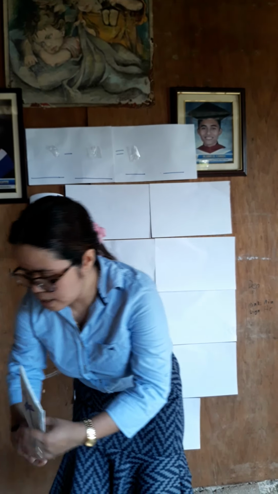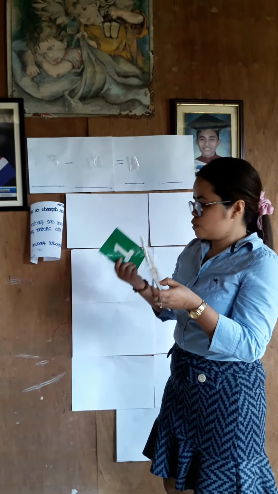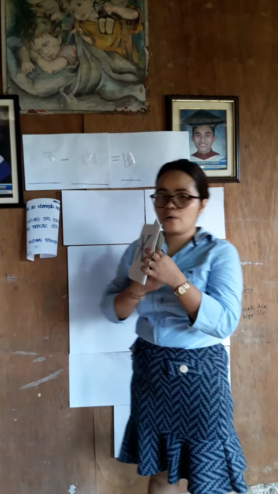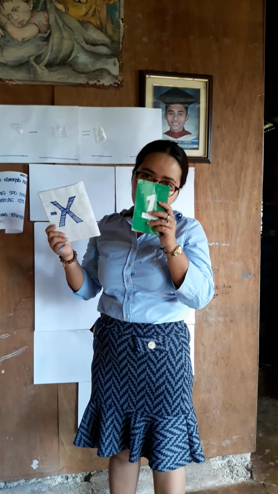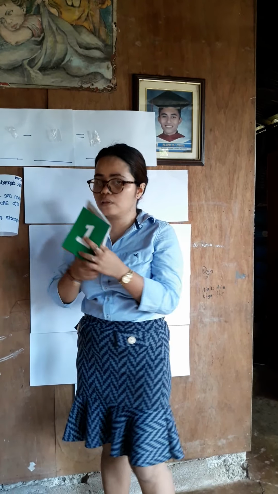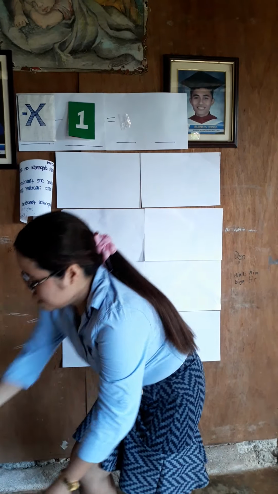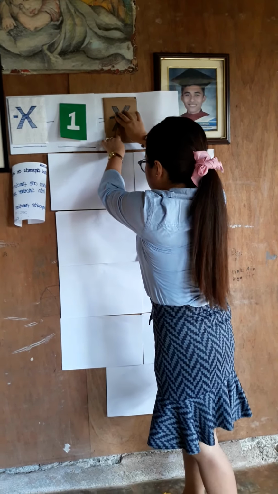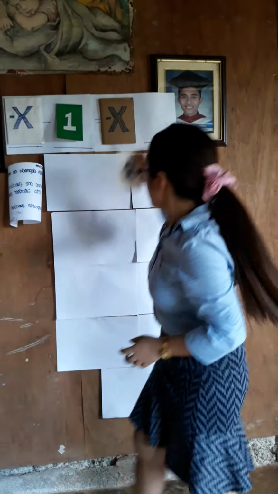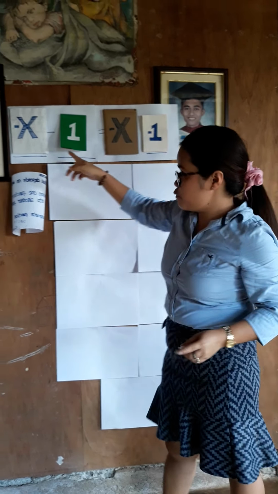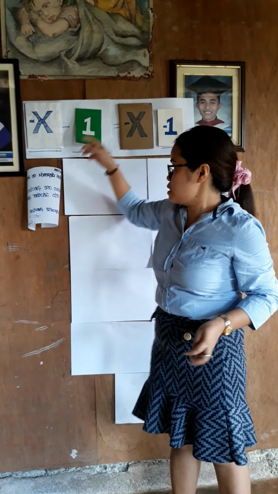I have here flashcards that I am going to use in our activity for this afternoon. Consider these flashcards: you're going to choose whether you place first the variable or the constant. Let us see if the results are all the same. Negative x minus 1, the result is negative x minus 1. What happens if we interchange this variable and constant?